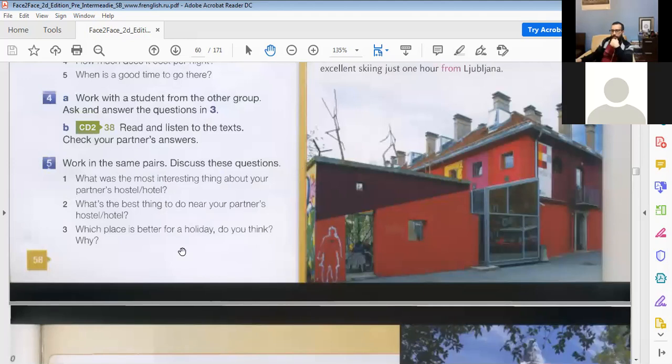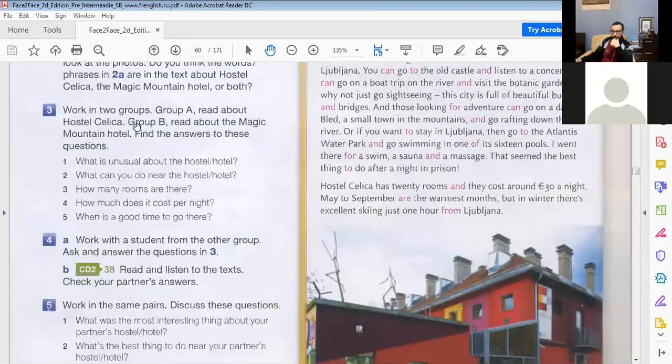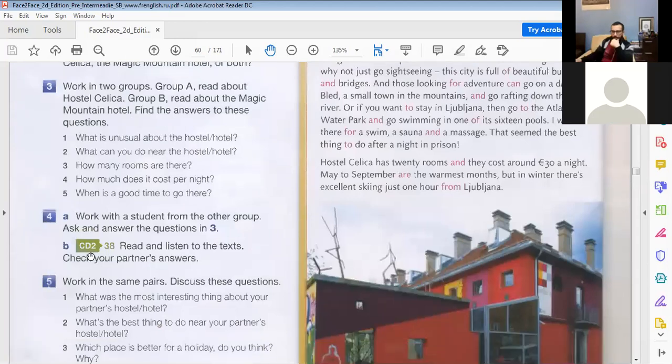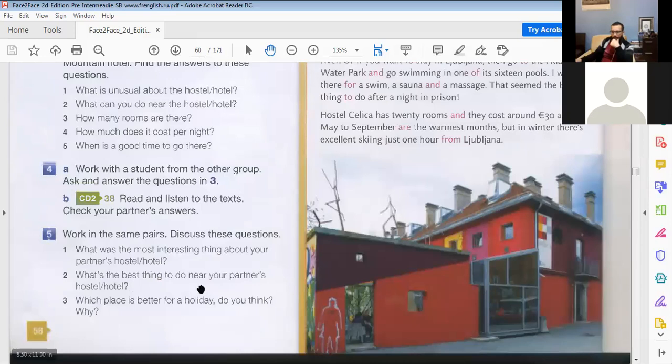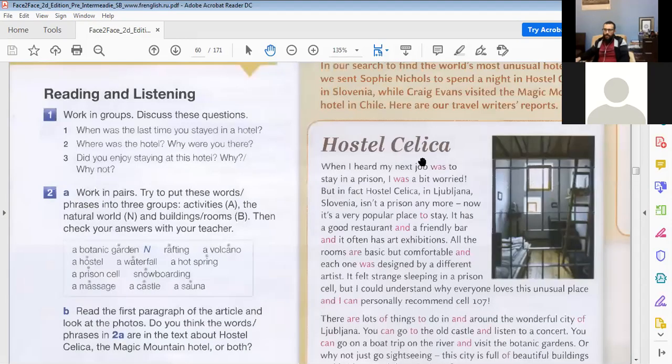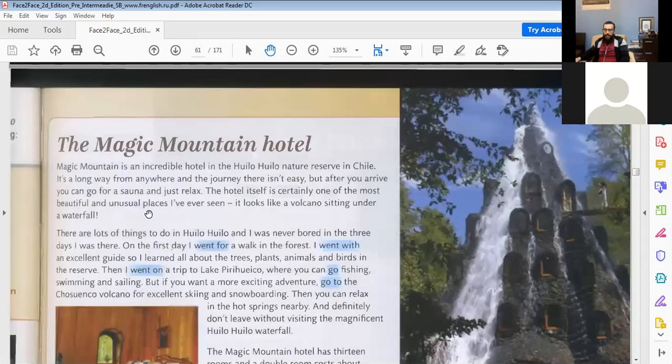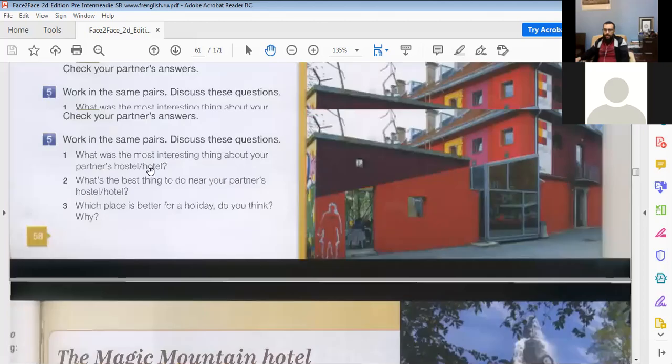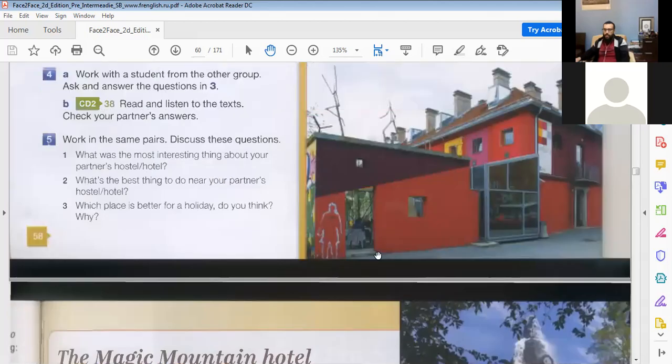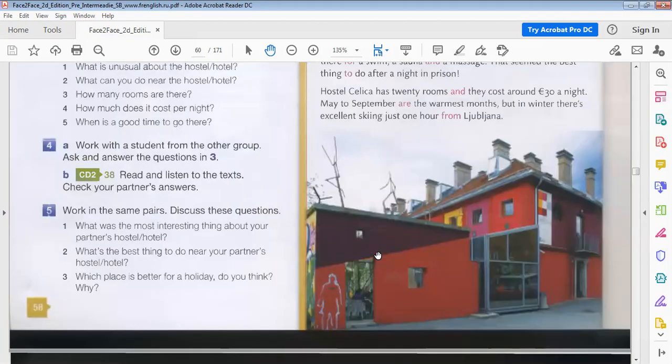Okay, so this is a classroom activity. In here they wanted us to do it in groups, but we did it together. So what's the best thing? Okay, let me ask you these questions. In the two places that we talked about, the Hostel Selitsa and the Magic Mountain Hotel, which do you think is the most interesting thing for you?